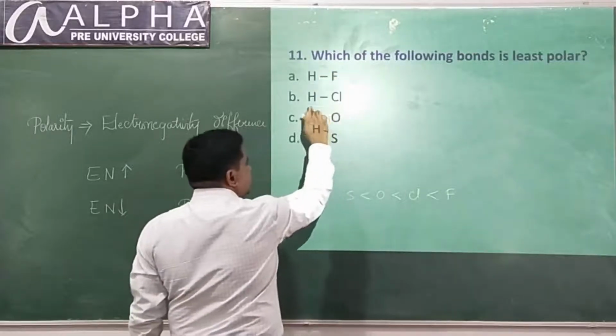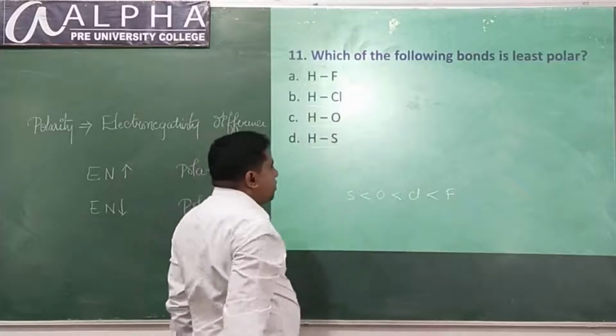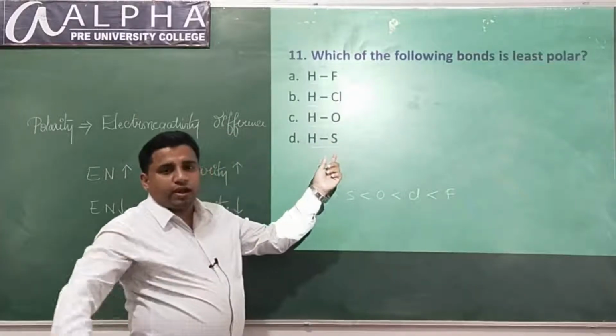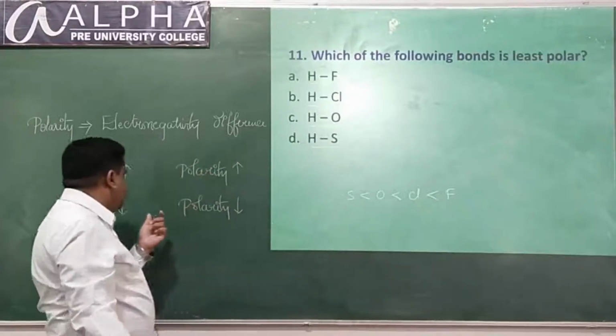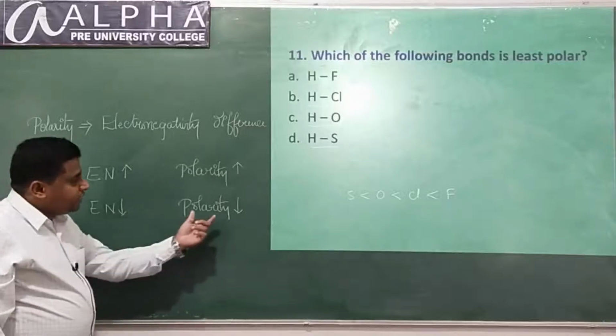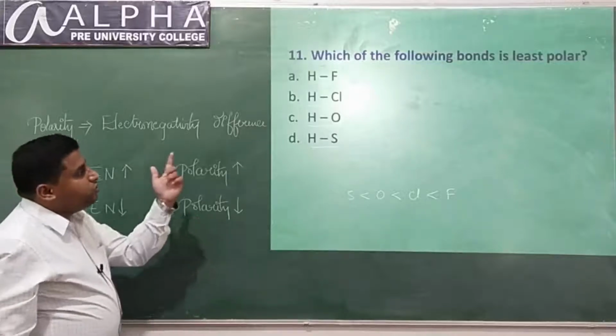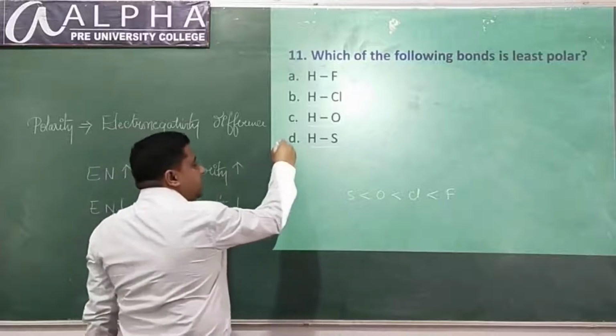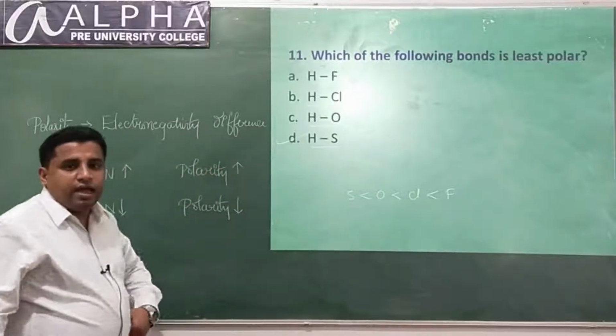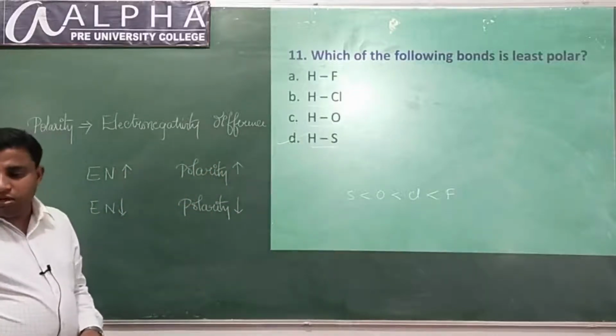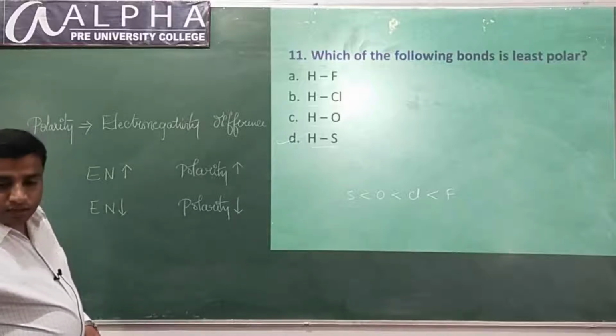Next comes chlorine, next comes oxygen, next comes sulfur. Sulfur is least electronegative. Since sulfur is least electronegative, lesser the electronegativity, lesser is the polarity. So which of the following bonds is least polar? It is option D. The H-S bond is least polar. Is that simple?